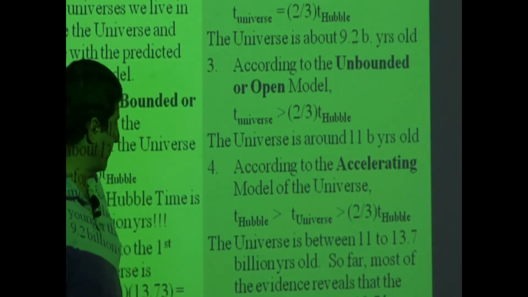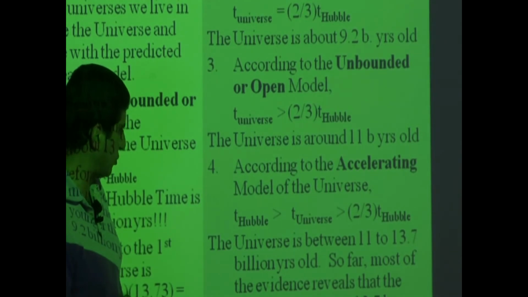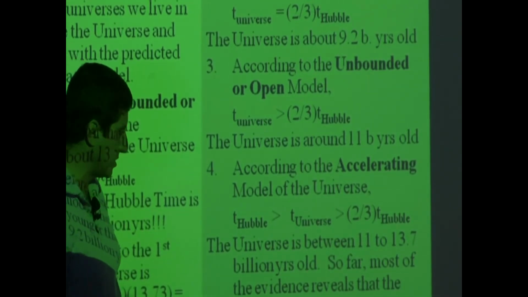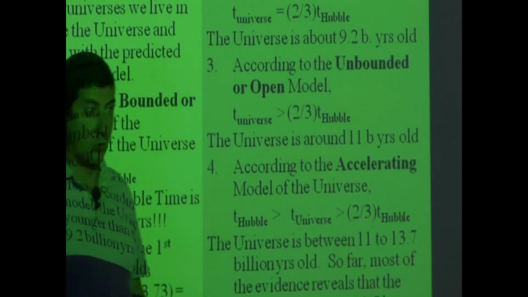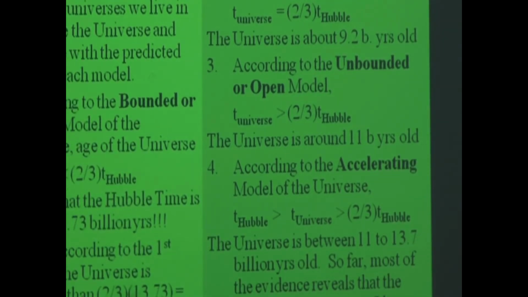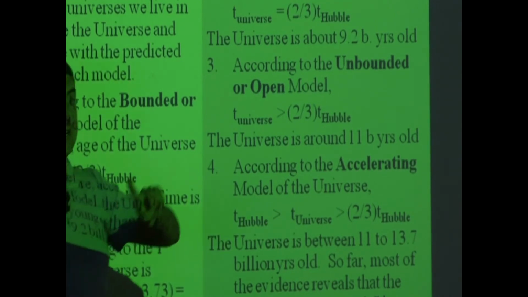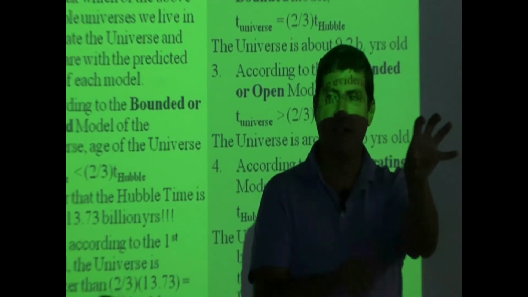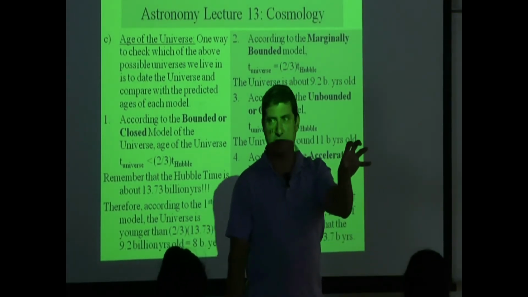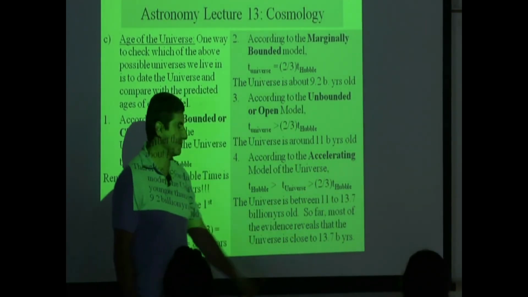So most of the evidence reveals that the universe is closer to 13.7 billion years because we have actually found objects that are about 13.4 billion years old, okay? Remember, we can't find objects that are exactly 13.7 billion years because we can't see past the recombination time. The universe is opaque back then, okay?